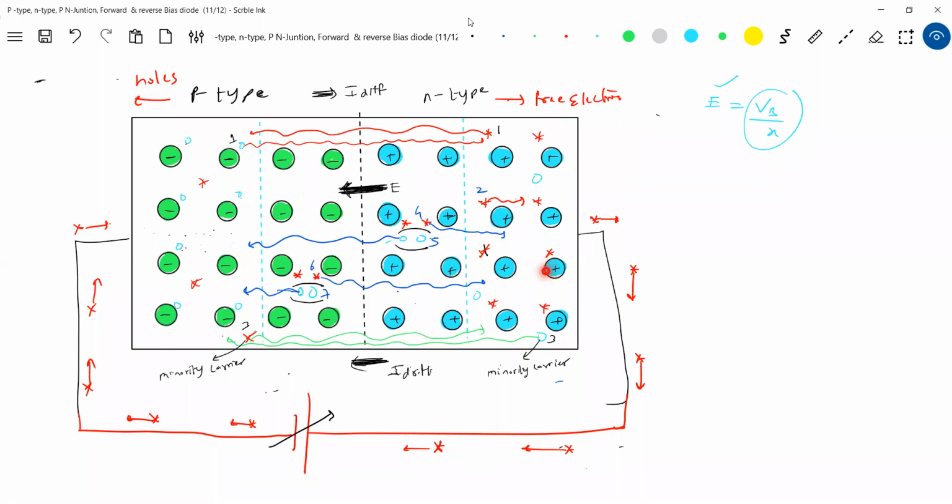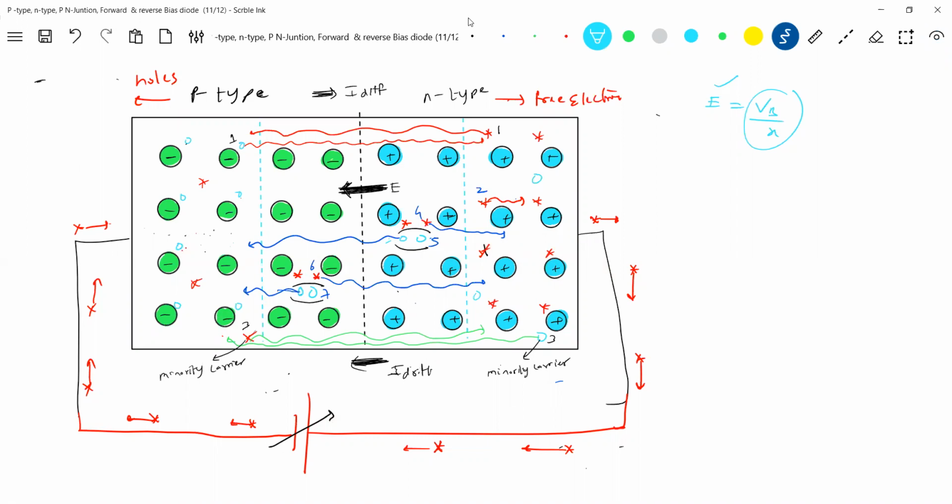Okay, clear this one? So this is what happens here. Able to get this? As I increase the bias, first thing, what will happen to the depletion layer? The depletion layer will increase. How will it increase? Because as I increase the bias, the battery will pull the majority carriers away from the junction. The majority carriers will move away from the junction. How that happens is what I have shown here.